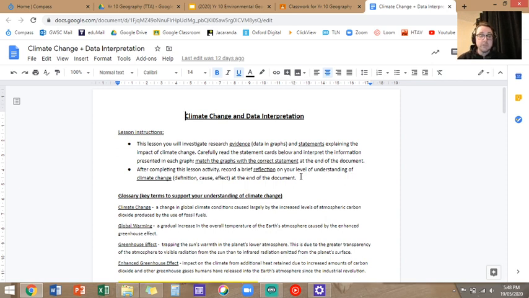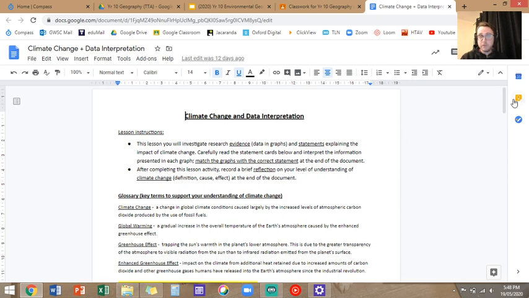So the definition, the cause, the effect. At the end of the document, I'll show you where that's located as well. I'm not after an essay length response there. I just really want you to be like, you know what, I understand climate change, thumbs up, or I kind of understand it but I don't get this part, or I have no idea, please, you need to review this stuff in a bit more detail.